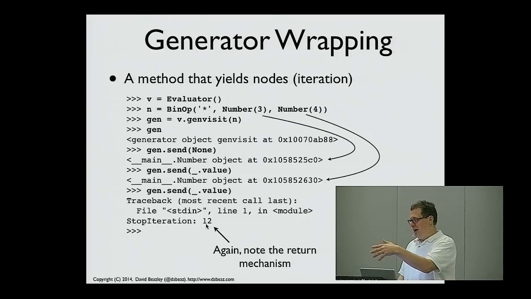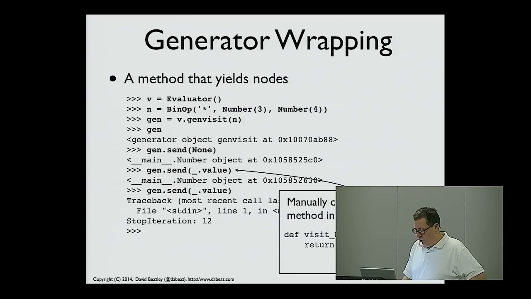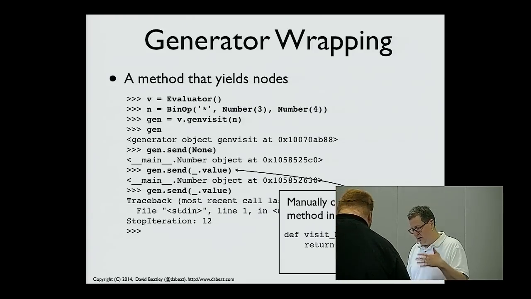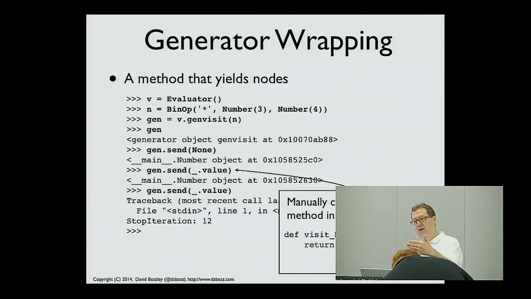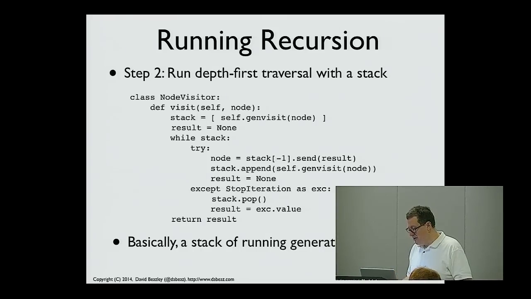This would be a good thing to bring up in a code review, probably, this technique. So that's what's going on. And at this point, what I'm essentially doing is manually carrying out the visit method of the number at this point.